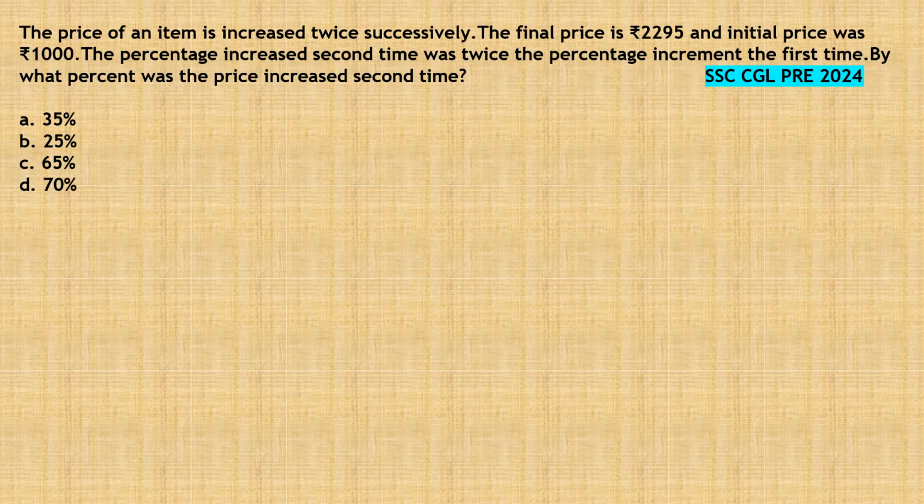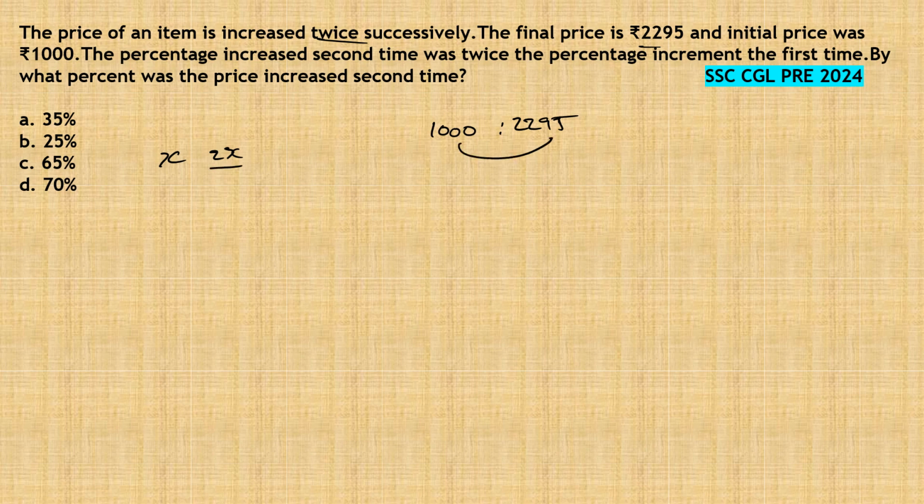The price of an item is increased twice successively. The final price is 2,295 and the initial price was 1000. The percentage increase the second time was twice the percentage increase the first time. First time it is increased by x, and the second time it is increased by double of it, that is 2x. By what percent was the price increased the second time? You need to find the value of 2x.